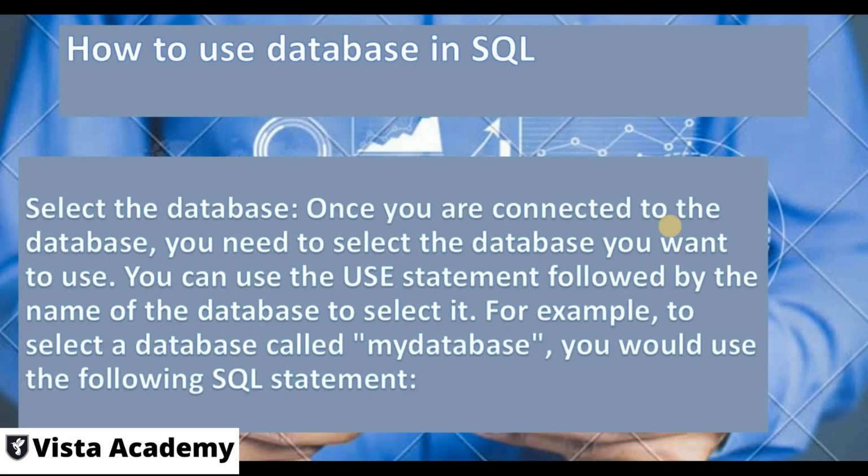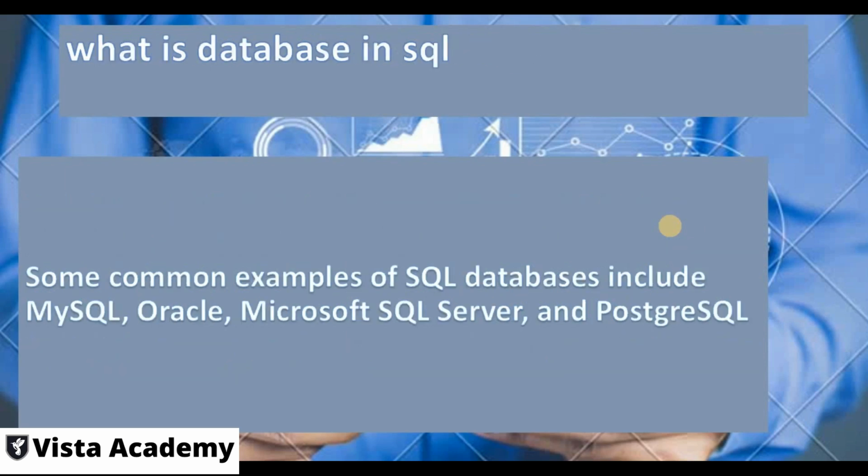How to use a database in SQL? Select the database once you connect to it. So first of all, when we install SQL, we have to select the database. Once you are connected, you need to select the database you want to use. You can use the USE statement. If we already have a database, then we use the USE statement followed by the name of the database to select it. For example, to select the database my database, we can use the command USE my database.